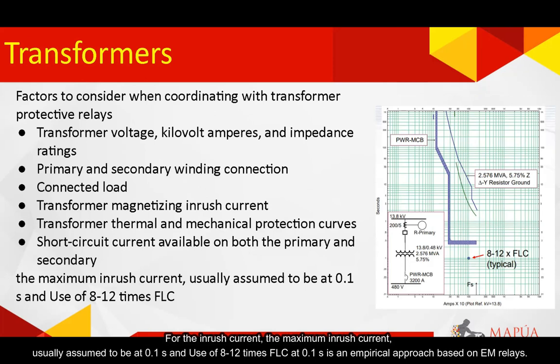For inrush current, the maximum inrush current is usually assumed to be at 0.1 seconds, using 8 to 12 times FLC at 0.1 second. It is an empirical approach based on EM relays.